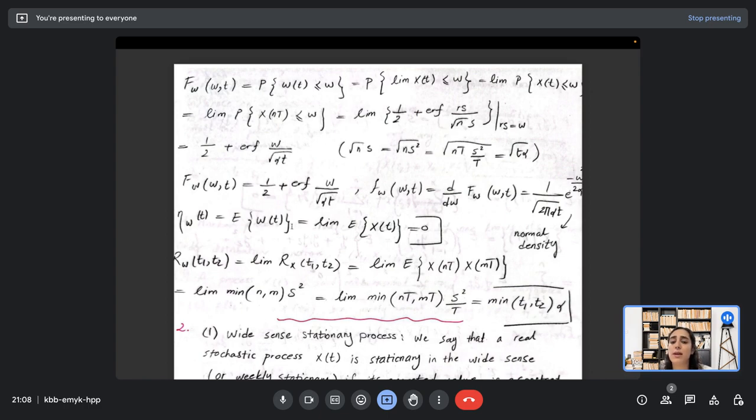For the expectation, we again bring the limit out of the expectation operator and we will get 0. The last thing that we should do is to calculate the autocorrelation function. Again, the limit comes out of the expectation, and we had the autocorrelation for the random walk. We will just substitute and we will get the min of t1 and t2 times alpha, which is a constant.